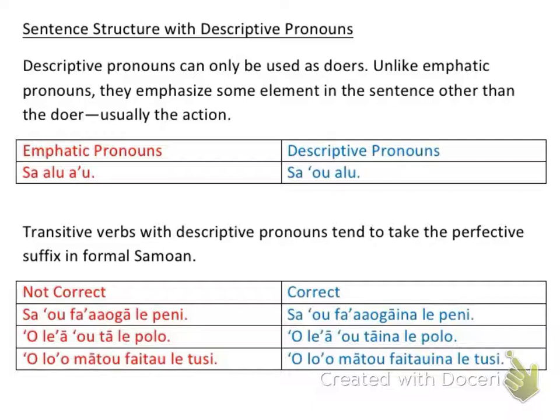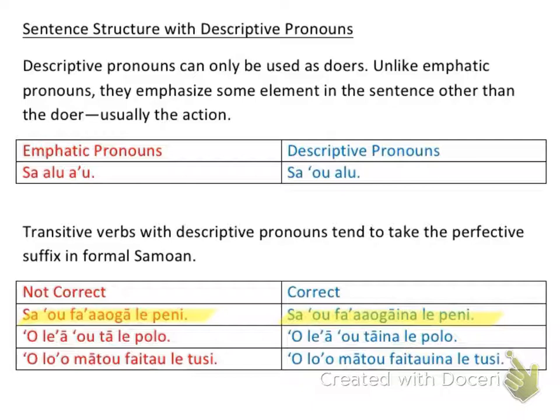Another thing that you need to know is that when you use transitive verbs with descriptive pronouns, they tend to take the perfective suffix in formal Samoan. So if you wanted to be 100% grammatically correct, if I have transitive verbs and I use descriptive pronouns, I need to use the perfective suffix. So for example, if I said sa o faunga le pene, which by the way is very understandable, if you said this, people would understand you. But the correct way of saying this would be sa o faungaina le peni.